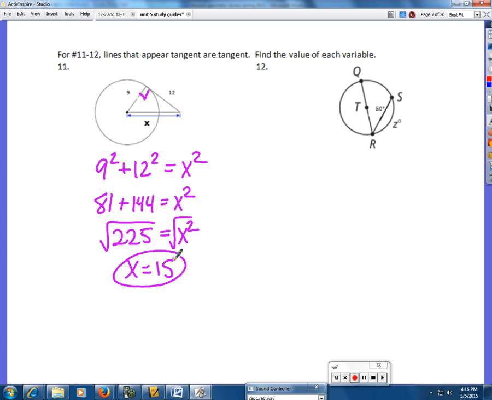The next one is using the inscribed angles, which we learned on Tuesday. I know that the measure of the arc is twice as large as the measure of the angle, and the angle is 50 degrees, which makes the arc 100 degrees. That's the arc that the inscribed angle intercepts. But I need z. Well, looking at this, I can see this whole thing is a semicircle. So I can do 180 minus 100. So z is going to be 80.